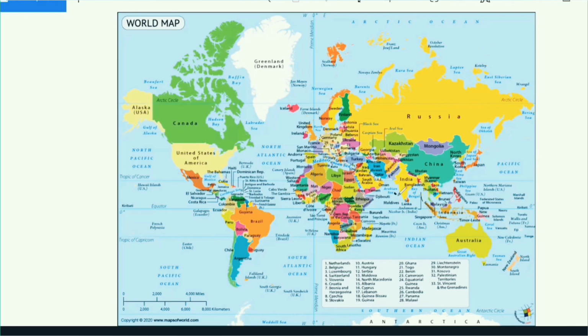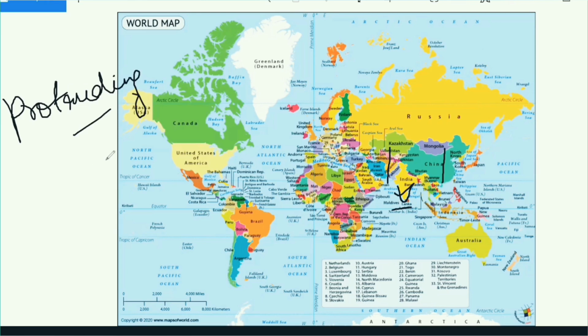That it is occupying a central position, that is between West Asia and East Asia. Then you're going to talk about this peninsular part. The peninsular part is protruding. What is the spelling of protruding? Protruding, protruding in the Indian Ocean, right?